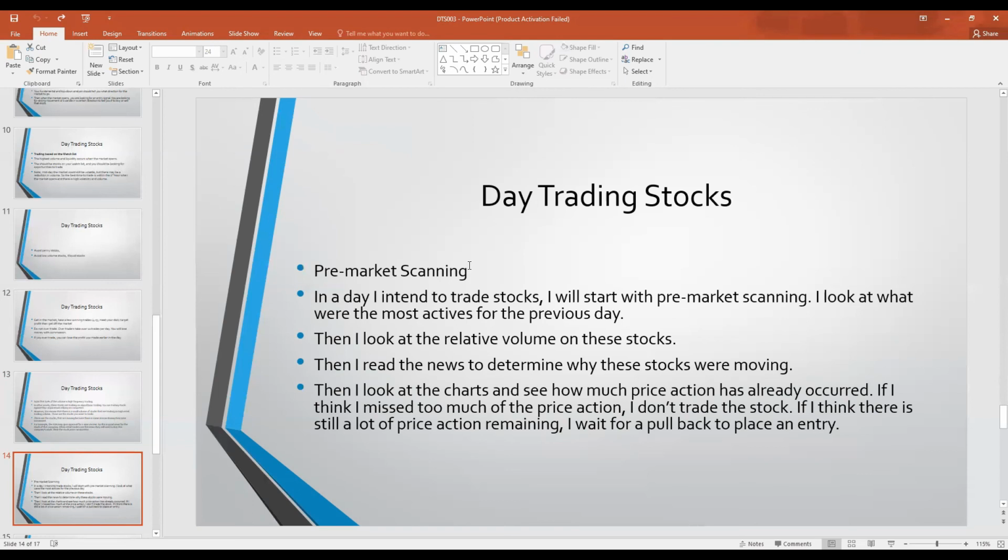The second thing I consider is the relative volume. If the relative volume is high, if the relative volume is greater than 2, I would consider these companies for my watch list.